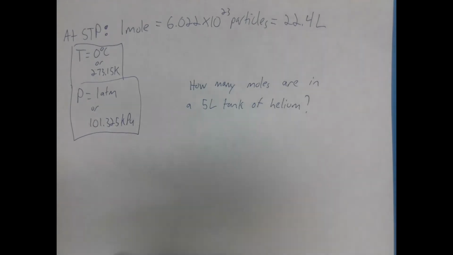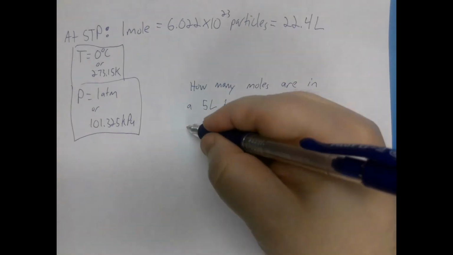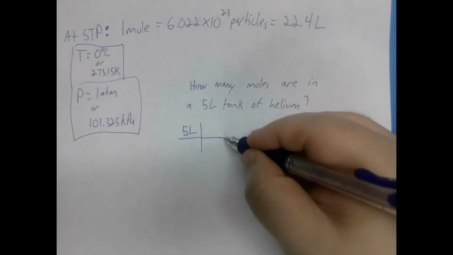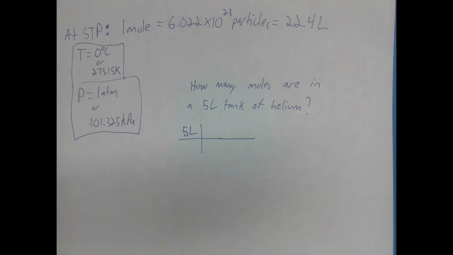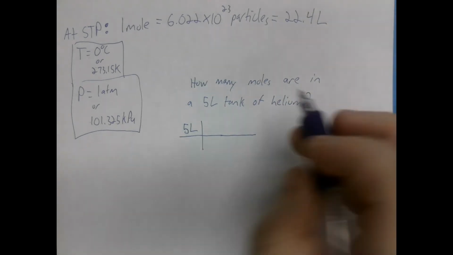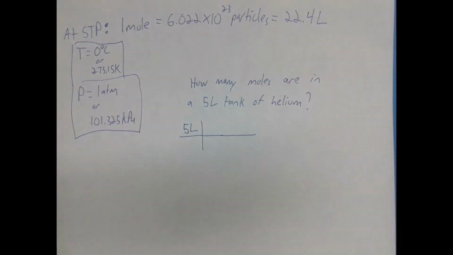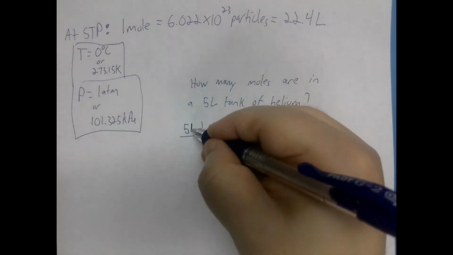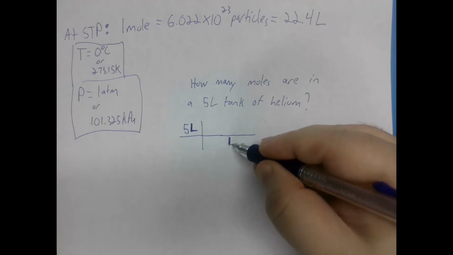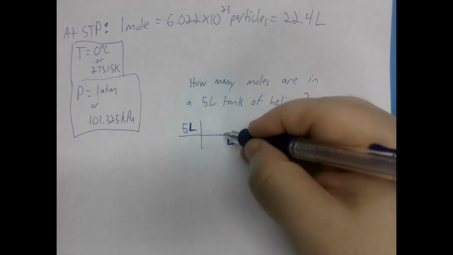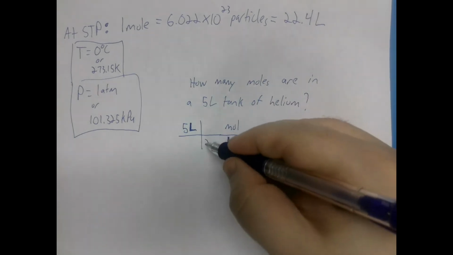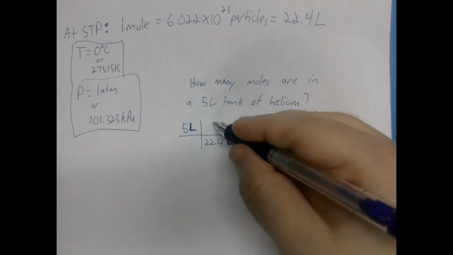Well, this is just a dimensional analysis problem. We start with 5 liters. We know that if we're at STP, we have a ratio of 1 mole to 22.4 liters. We have liter on top, so we need to put liter on bottom and mole on top. We know it is 22.4 liters to 1 mole.